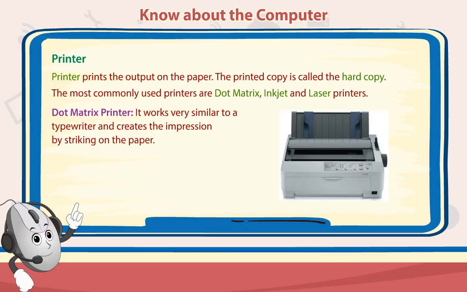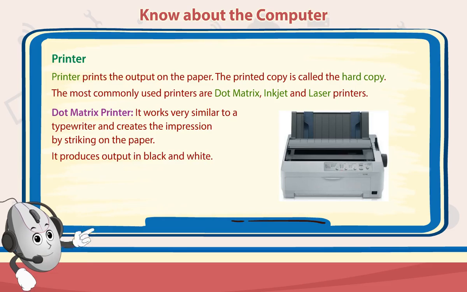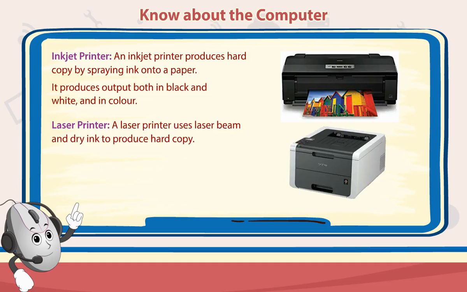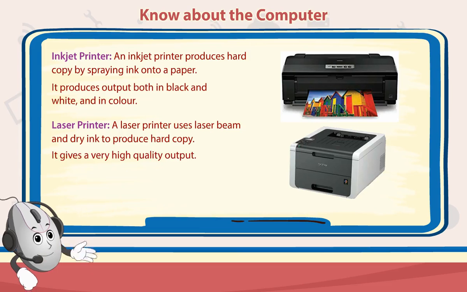Dot matrix printer. It works very similar to a typewriter and creates the impression by striking on the paper. It produces output in black and white. Inkjet printer. An inkjet printer produces hard copy by spraying ink onto paper. It produces output both in black and white and in color. Laser printer. A laser printer uses laser beam and dry ink to produce hard copy. It gives a very high quality output.